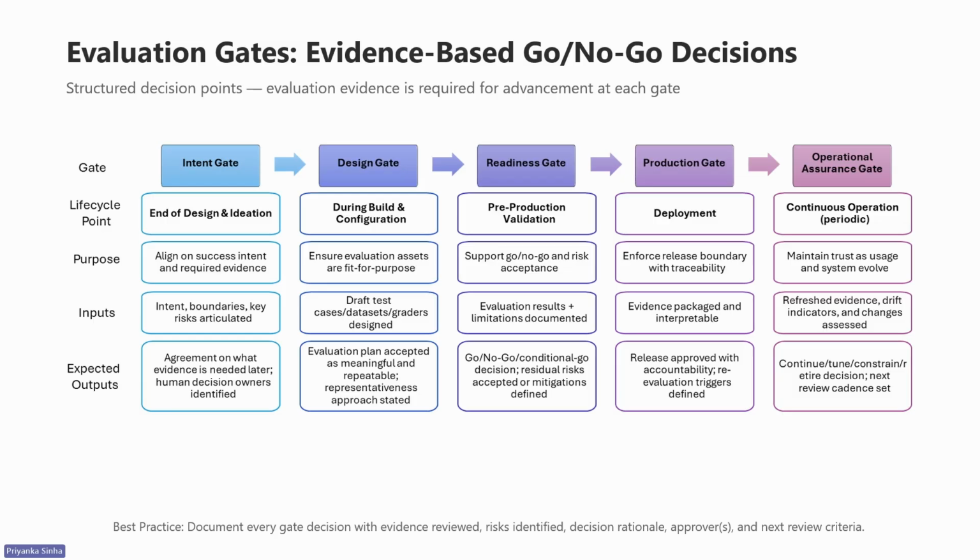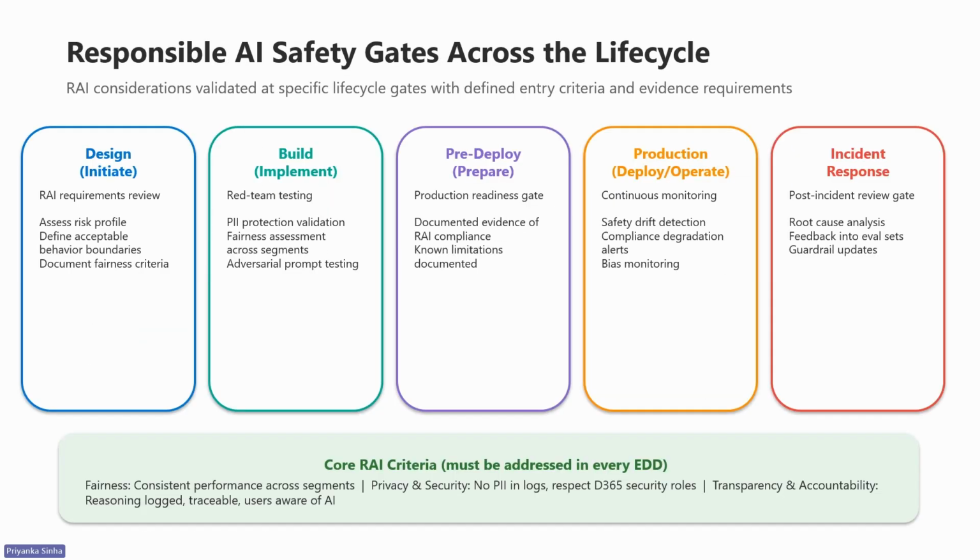So this is a little about the evaluation gates. Now, additionally, we should also consider responsible AI that must be validated at specific lifecycle gates. Each gate has defined entry criteria, evidence requirements, and decision outcome. Responsible AI is not a separate work stream, it must be embedded into every lifecycle gate.